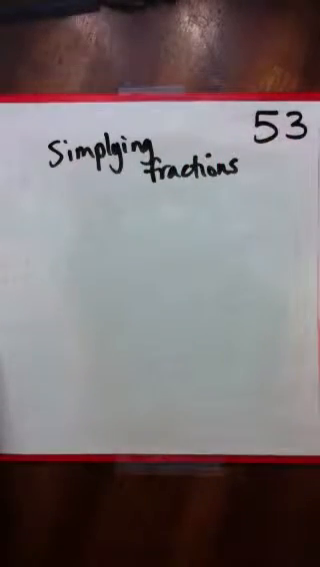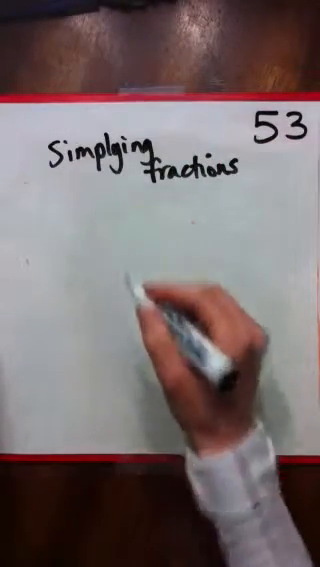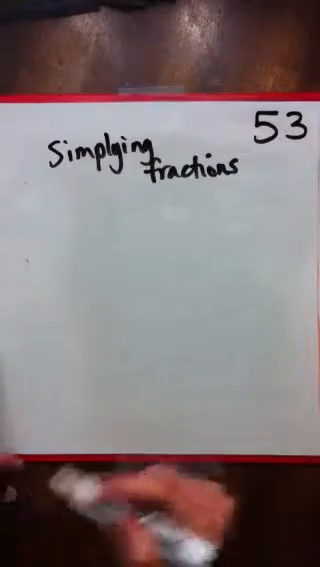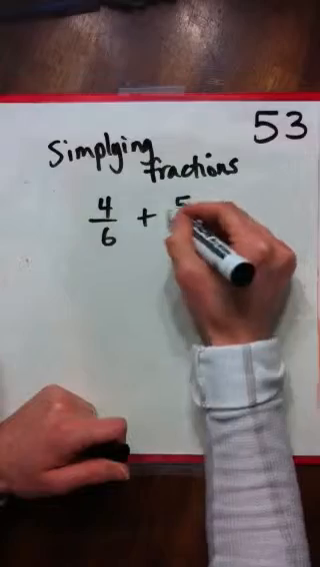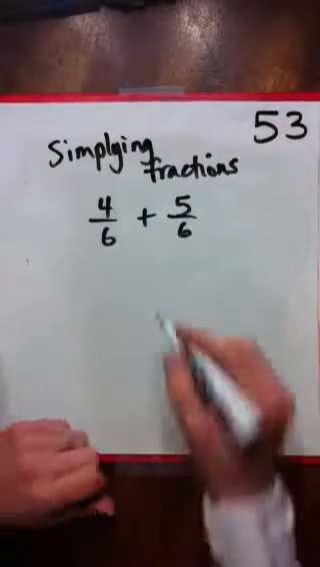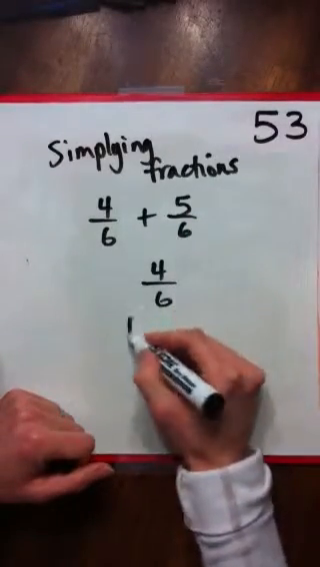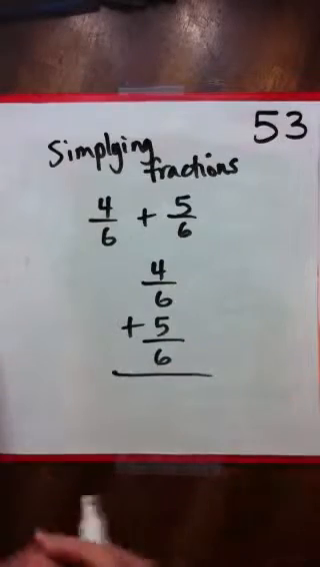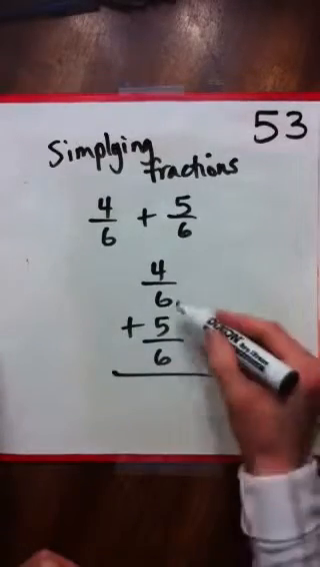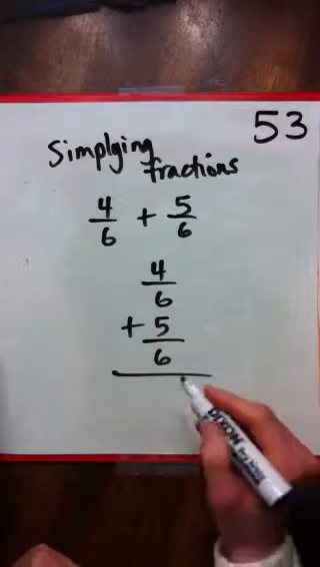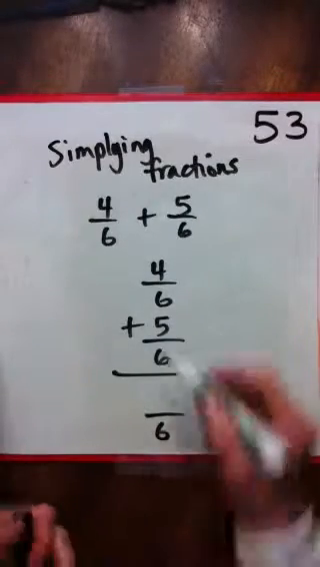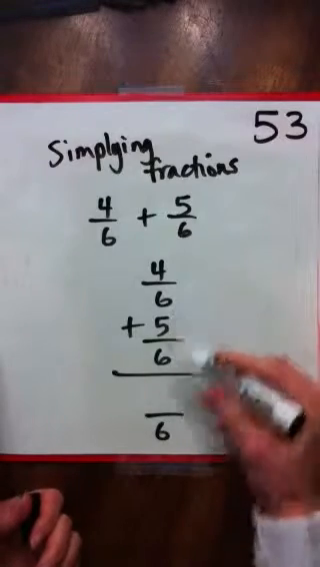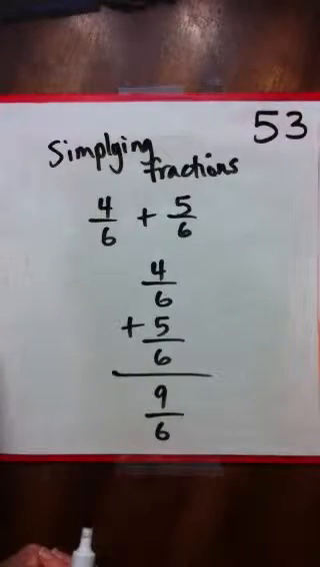Simplifying fractions. Okay, now, what I mean by that is, let's say we have 4/6 plus 5/6. Our very first step is to line up these vertically. 4/6 plus 5/6. Now, because we have the same denominator, we're going to bring it down. It stays the same. So now all we have to do is add 4 plus 5, which equals 9/6.